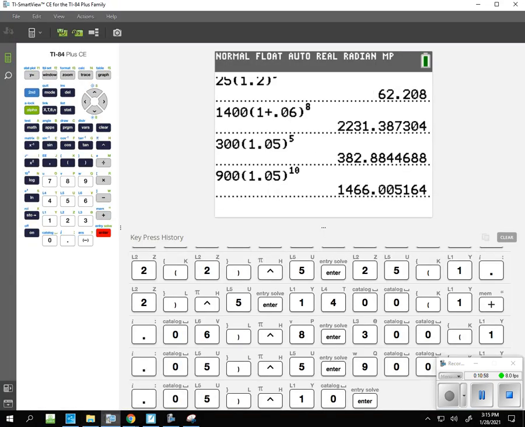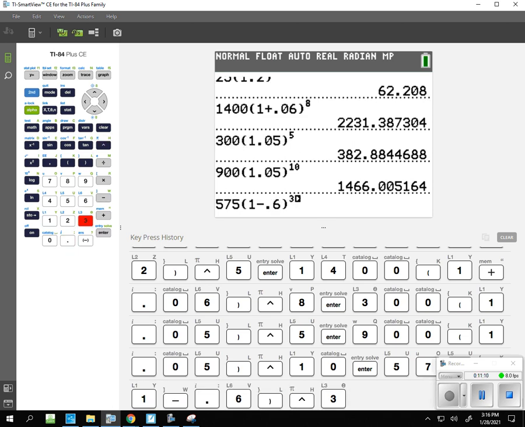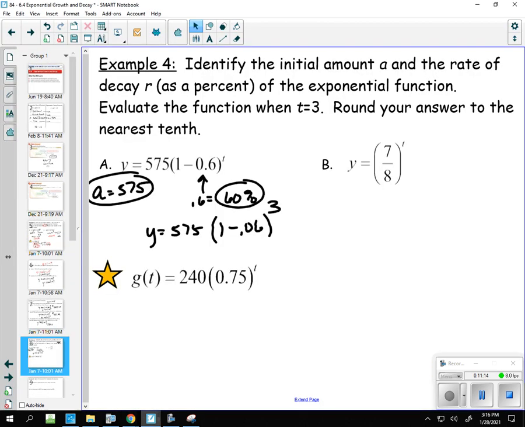We're going to type in 575, 1 minus 0.06 raised to the third power. And so the answer to this question is 36.8. So I'm going to go back and write 36.8. So there's 3 answers to the question.